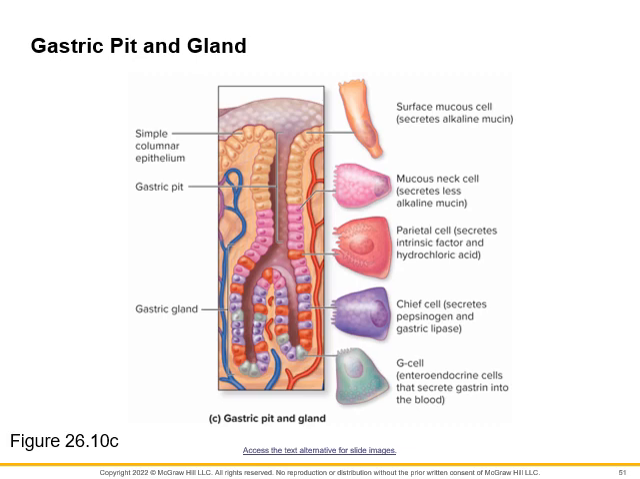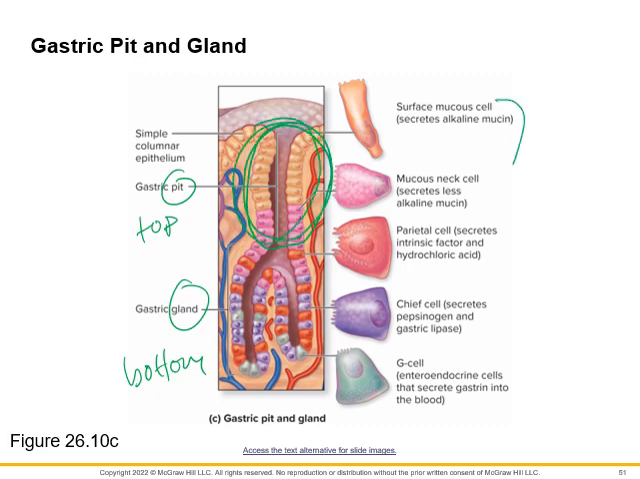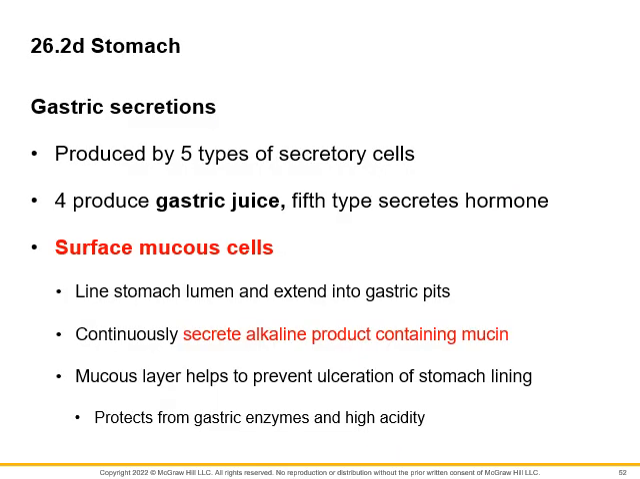So here the gastric pit is really the top part, and the gastric gland is the bottom part. In the top section, we're going to see 2 cells that secrete mucus. In the bottom section, the gastric gland, we're going to see parietal cells, chief cells, and then enteroendocrine cells that are going to secrete hormones. There are 5 cells, to be specific, that are going to secrete some sort of substance. So 4 are going to produce gastric juice, and the 5th is going to secrete hormones.